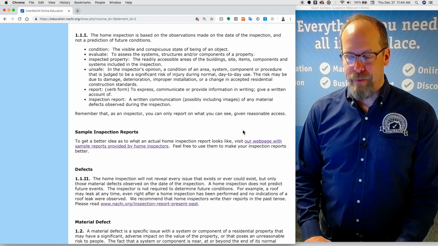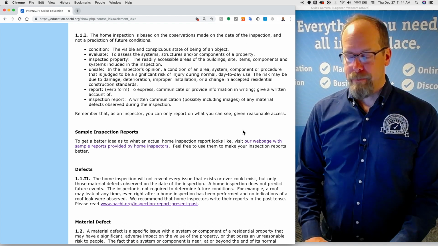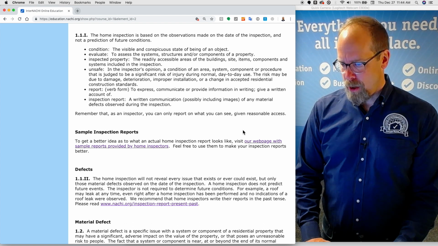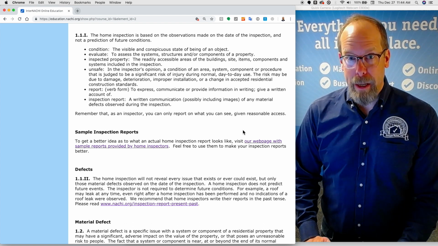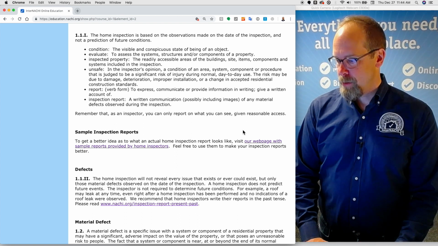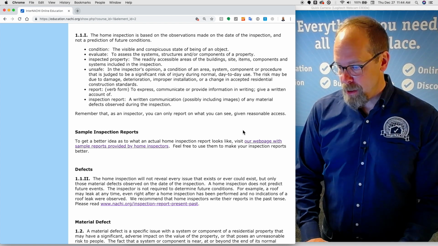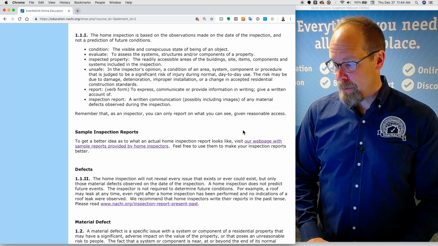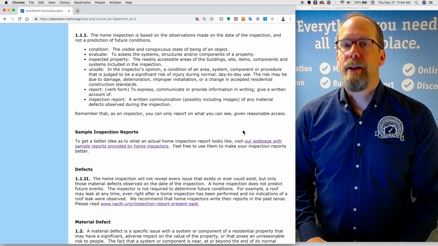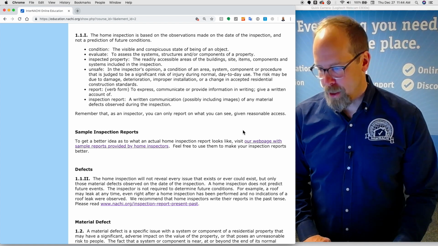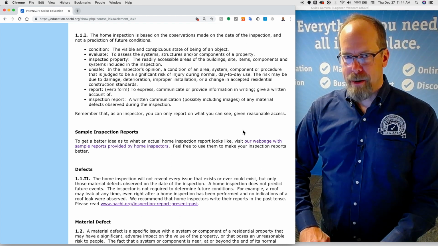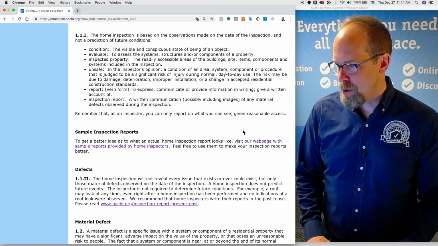The term unsafe means, in the inspector's opinion, a condition of an area, system, component or procedure that is judged to be a significant risk of injury during normal day-to-day use. The risk may be due to damage, deterioration, improper installation, or a change in acceptable residential construction standards. You may come across an unsafe deck in your experience. I have had that in my occupation.